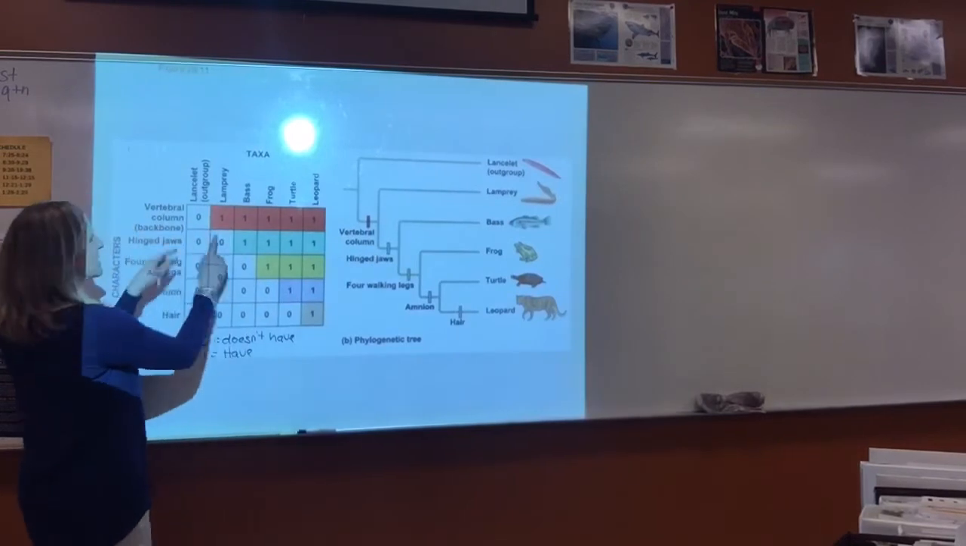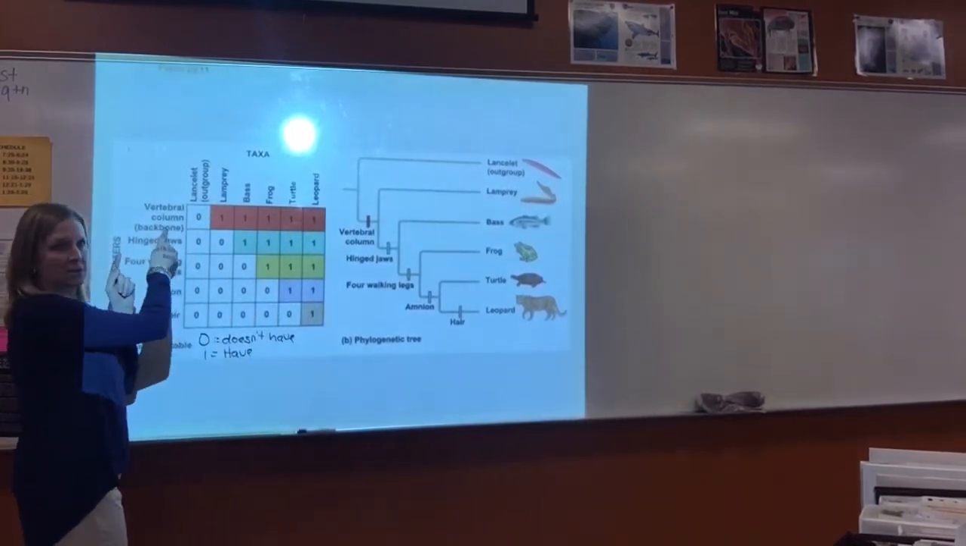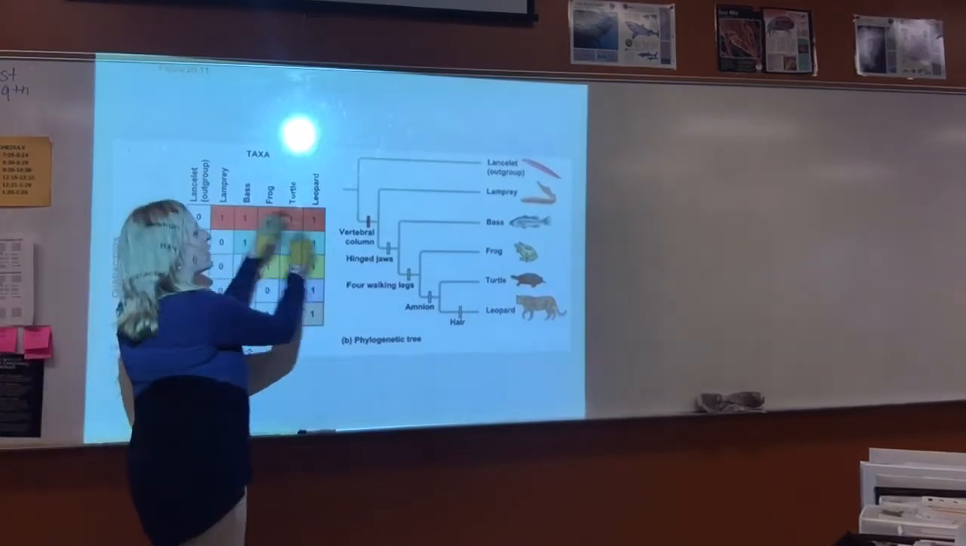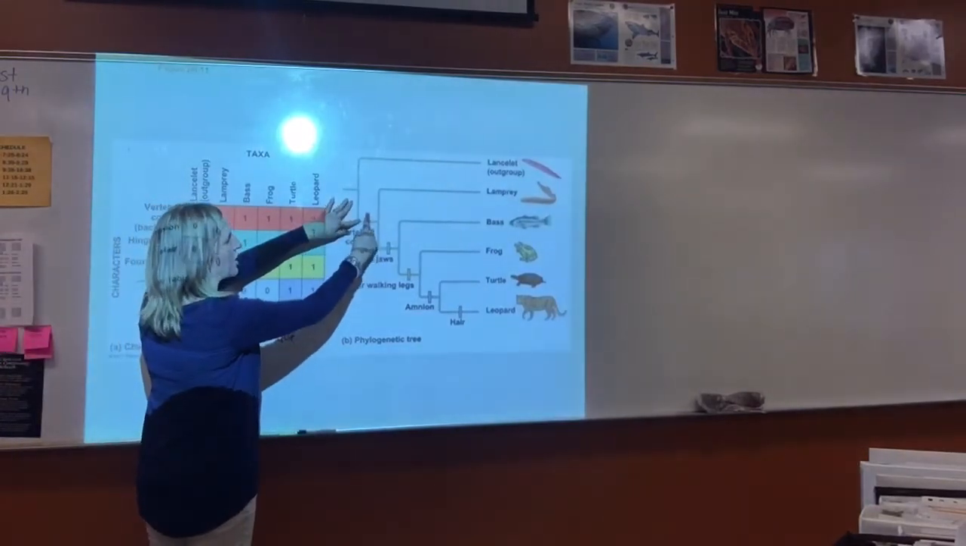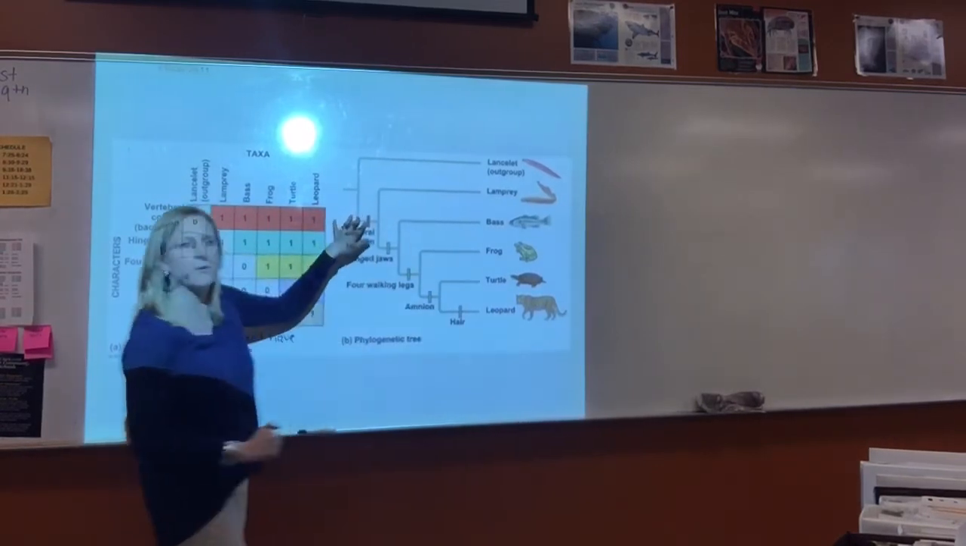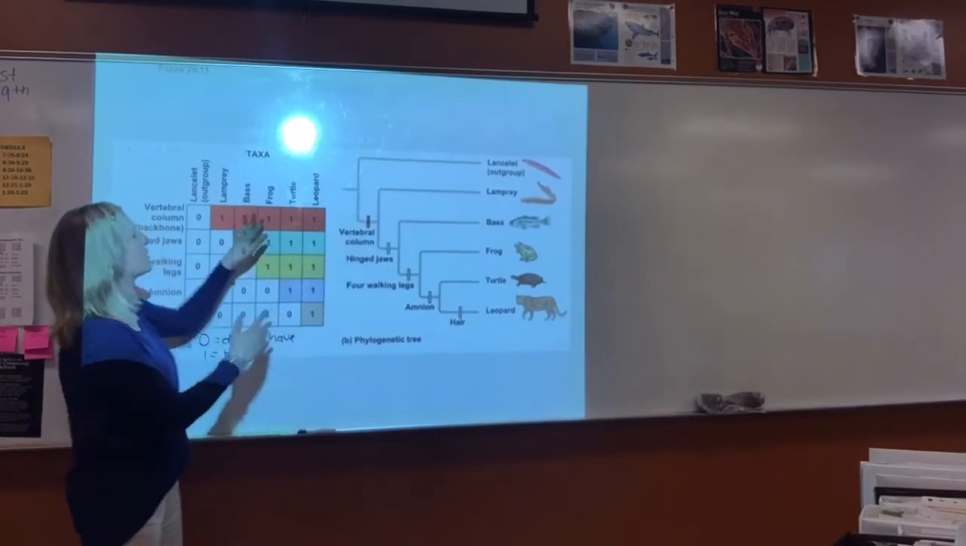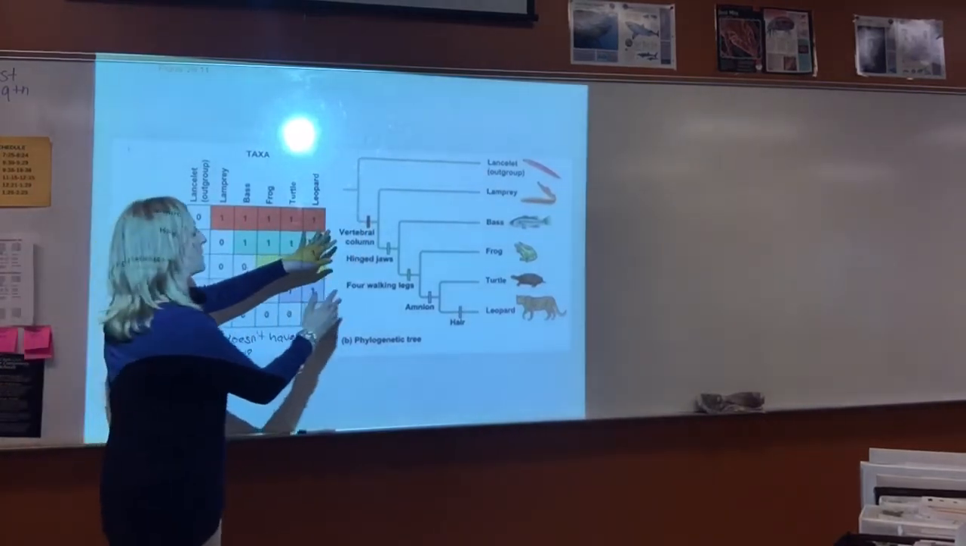And notice that all of the rest of the organisms besides lancelet has the vertebral column. So therefore, what they did is they made this branch here and put this character here, vertebral column. That means that anything stemming from that branch, they all have that characteristic. All right? And so then we take the next most common characteristic.